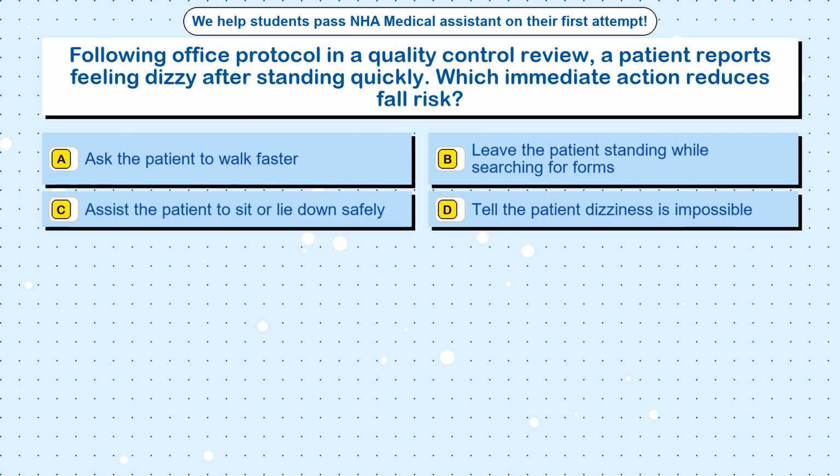Question 55. Following office protocol in a quality control review, a patient reports feeling dizzy after standing quickly. Which immediate action reduces fall risk? Option A. Ask the patient to walk faster. Option B. Leave the patient standing while searching for forms. Option C. Assist the patient to sit or lie down safely. Option D. Tell the patient dizziness is impossible.